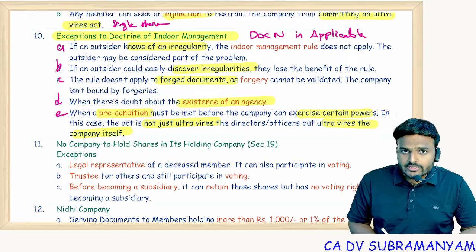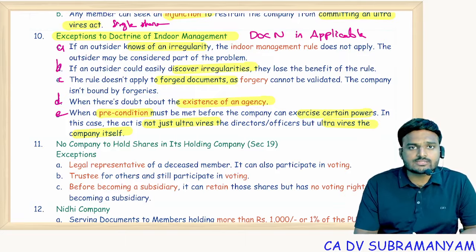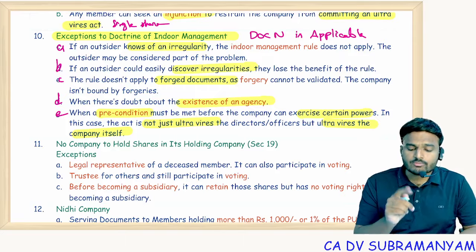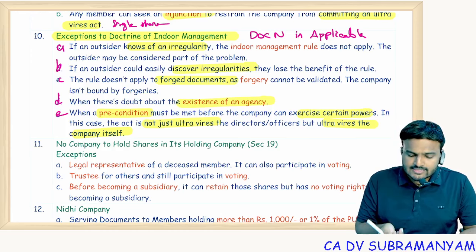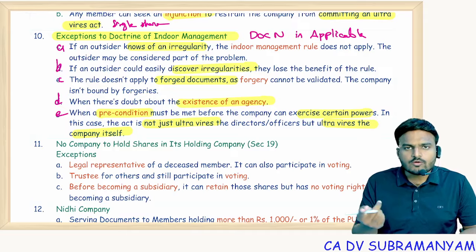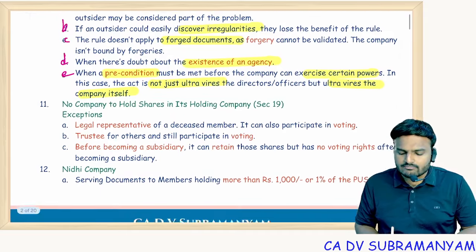Company is protected. Outsiders will not get any protection. You remember that point. Indoor management is to protect outsiders, but constructive notice is to protect the company. So in these cases where indoor management is not applicable, the company will be protected, and the outsider will not get any remedies.